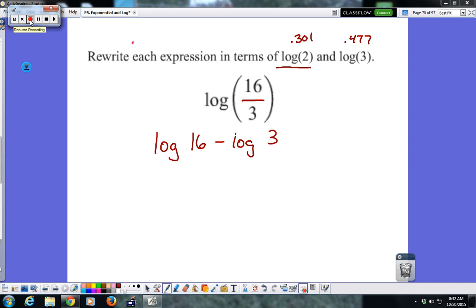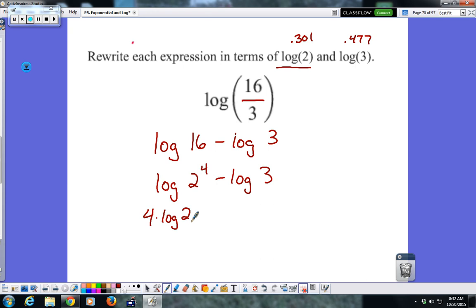16 is 2 times 8, like you said, or 2 times 2 times 2 times 2. There's 4 of them there. So we now have log of 2 to the 4th power minus log of 3. Third rule of logs, I like this problem because you have to use all your rules except for the product rule. Third rule of logs says if you have a log of something to a power, that power can be moved out front. So that would be 4 times log of 2 minus log of 3.